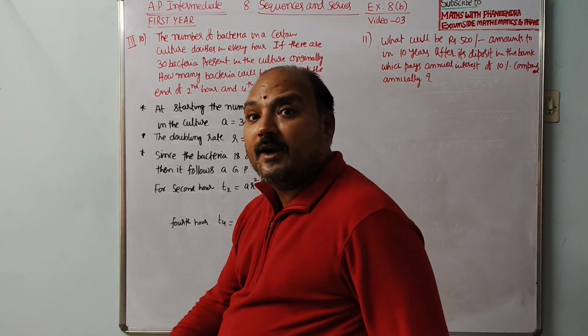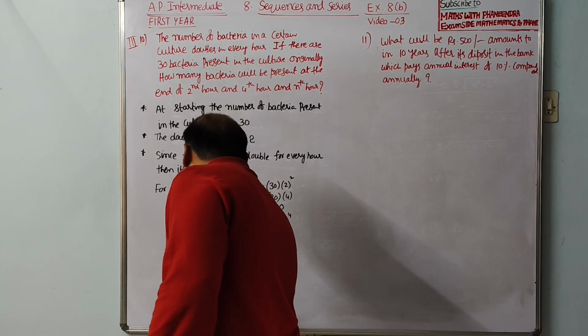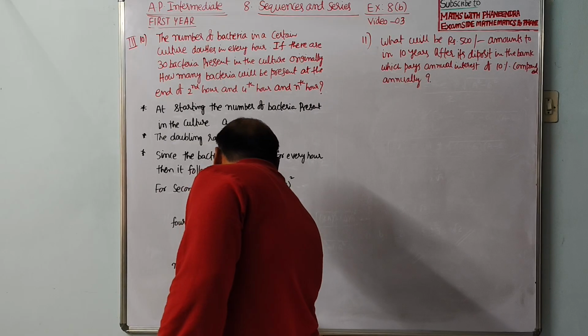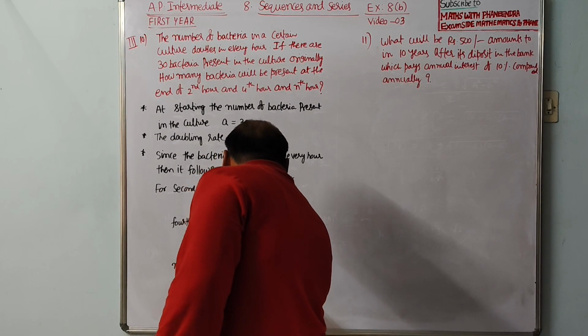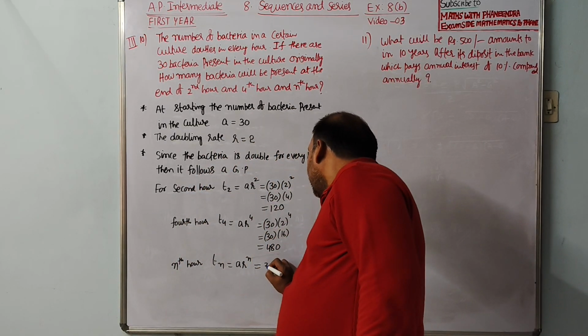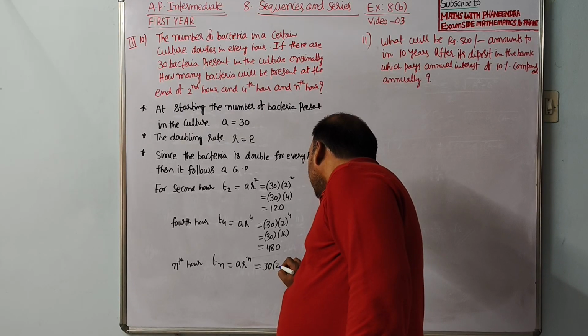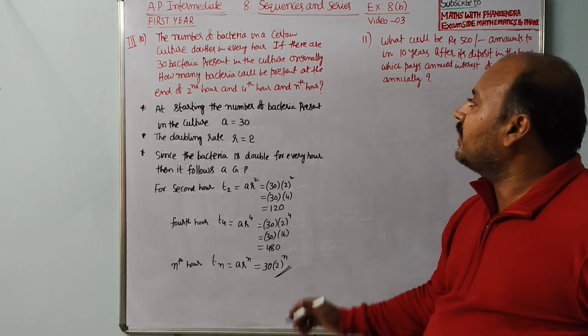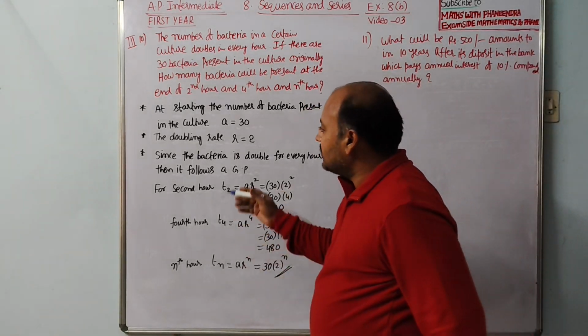If you want to calculate for nth hour, so Tn is equal to ar power n, that is equal to a means what? 30 into r is 2 power n. So 30 into 2 power n for the nth hour, dear students. So this is the way.